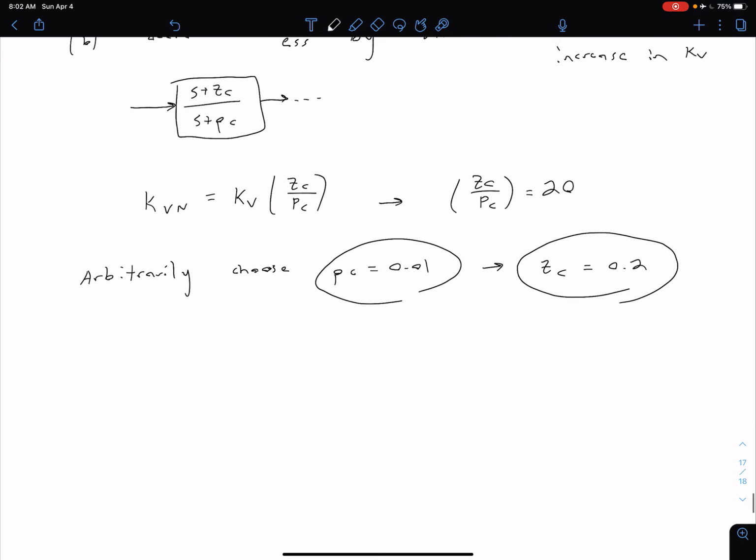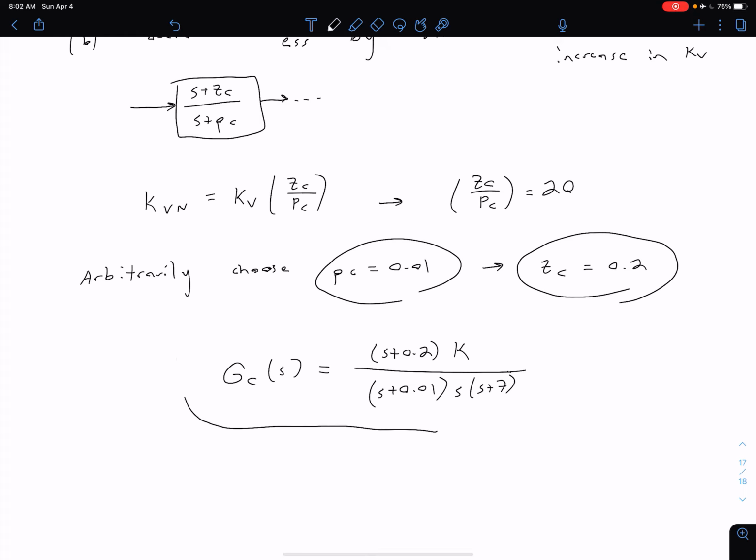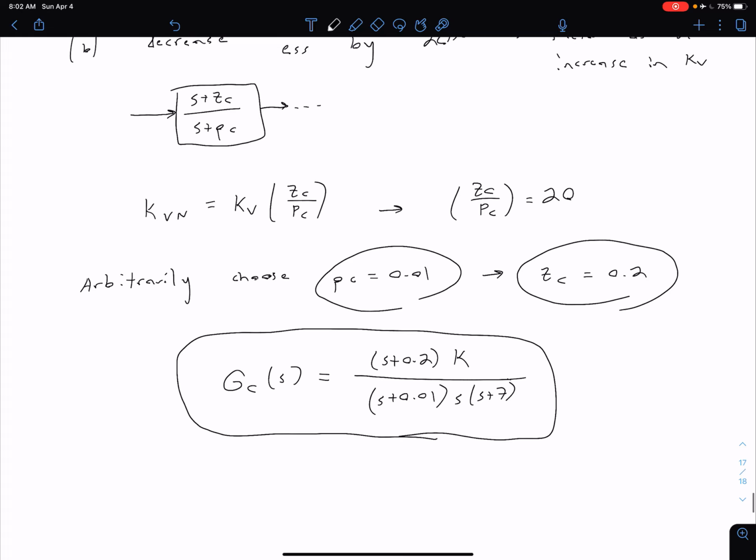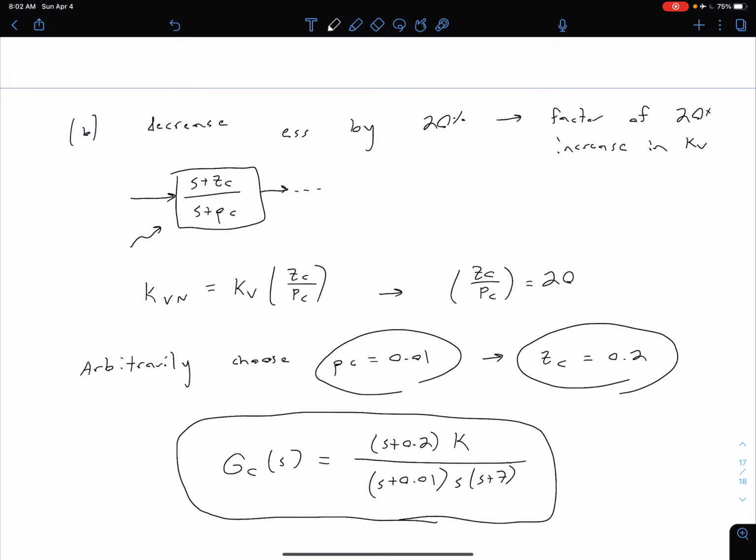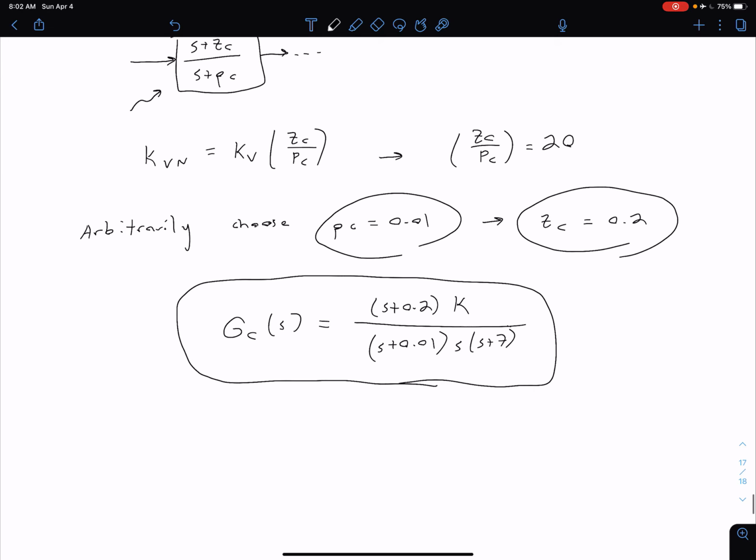So if we have some updated GC for our compensated system, our equivalent forward path, this is going to be equal to S plus 0.2 from our zero times K in the numerator, and in the denominator we've added this S plus 0.01 times S plus 7. That would be the updated compensated system. Again, if we were to draw a block diagram, we would just add this block in the forward path such that it updates our forward transfer function to look like this.